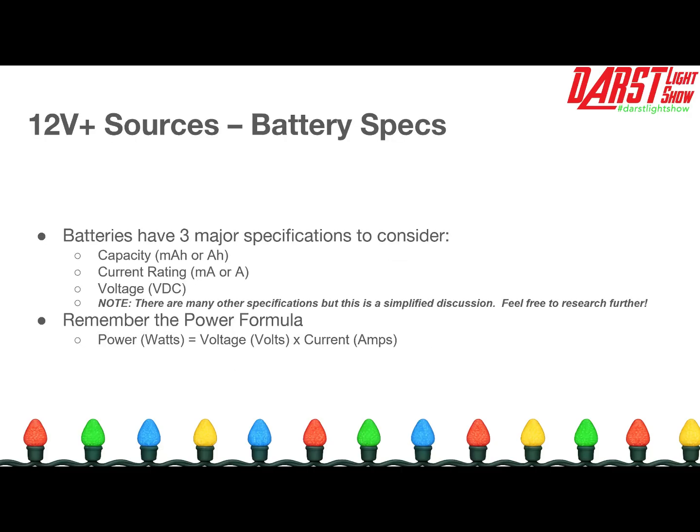So let's talk a little bit about batteries. Batteries have three major specifications to consider: your capacity, your current rating, and your voltage. As we're talking through this, keep in the back of your head the power formula: watts are equal to voltage times amps, because all that comes into play as you're talking about batteries.